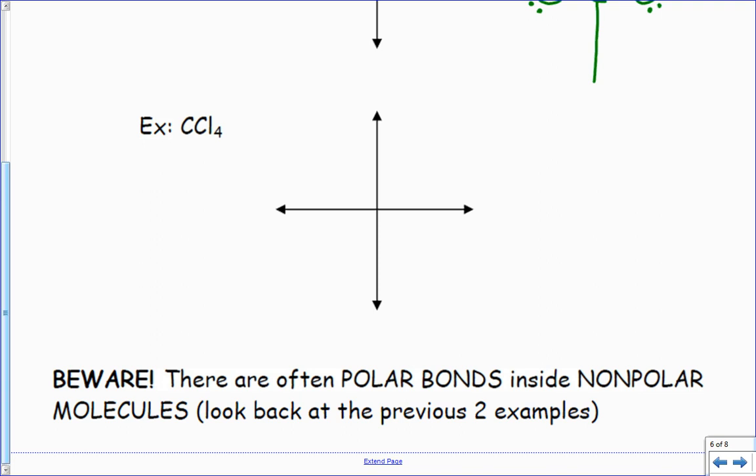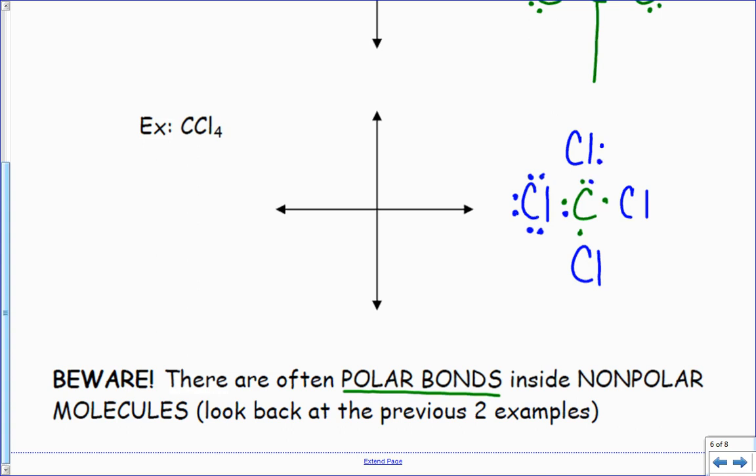Right, see, so here it is. There are often polar bonds inside nonpolar molecules. Okay, so here's a case where CCl might be a polar bond. So I'm going to do carbon, 1, 2, 3, 4. And I'm going to have some Cls. Cl, Cl, Cl, Cl. And I'm not done. I've got to put in chlorine's electrons. I know how many they have. I'm going to kind of bypass the rules a little bit just to make this part faster.